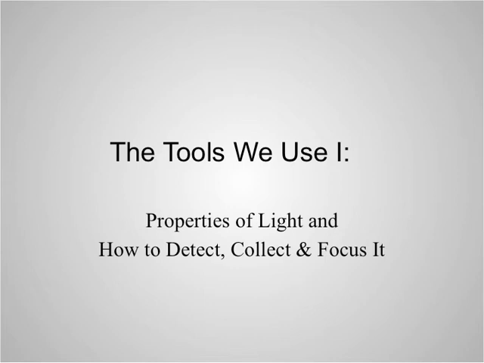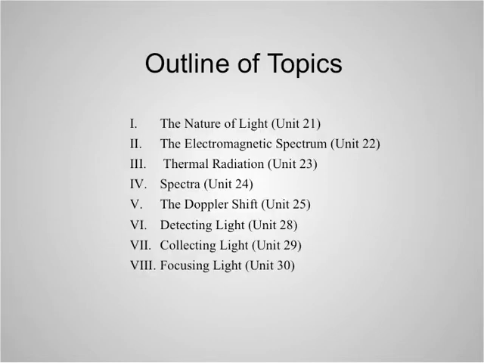Let's turn to the next section and talk about the tools astronomers use and properties of light, how we detect it, collect it, and focus it. Here's a rough outline of the topics we are going to cover. They include the nature of light, the electromagnetic spectrum, thermal radiation, spectra, the Doppler shift, collecting, detecting, and focusing light.